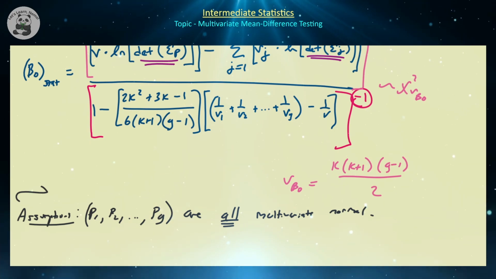But those are all of the important things that you definitely need to know when it comes to testing the difference between two multivariate mean vectors, and also how to test the equality of multiple covariance matrices, provided that normality condition is met. Hope you enjoyed this video, and I'll see you in the next one.